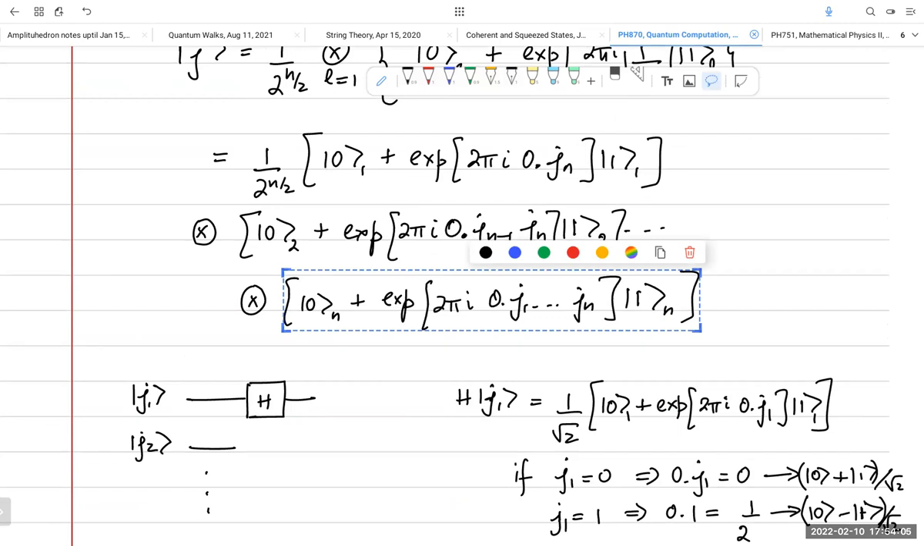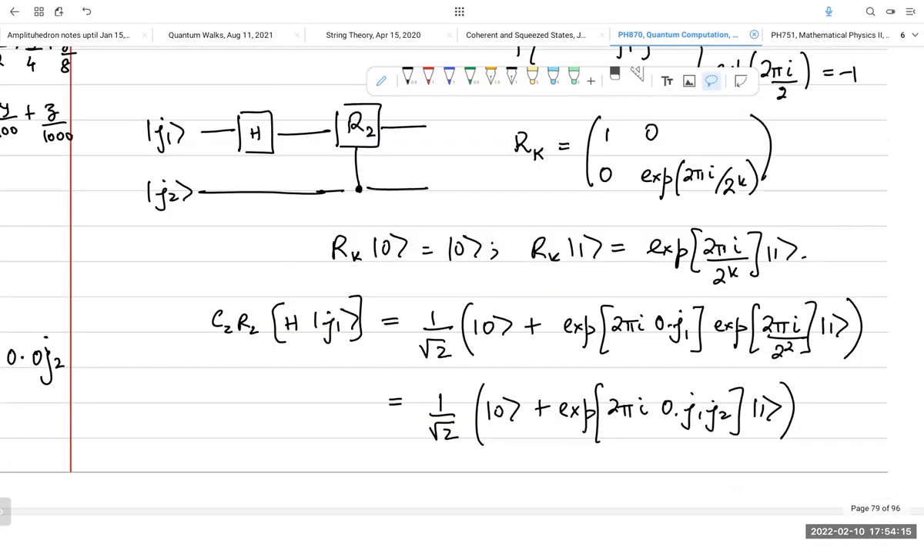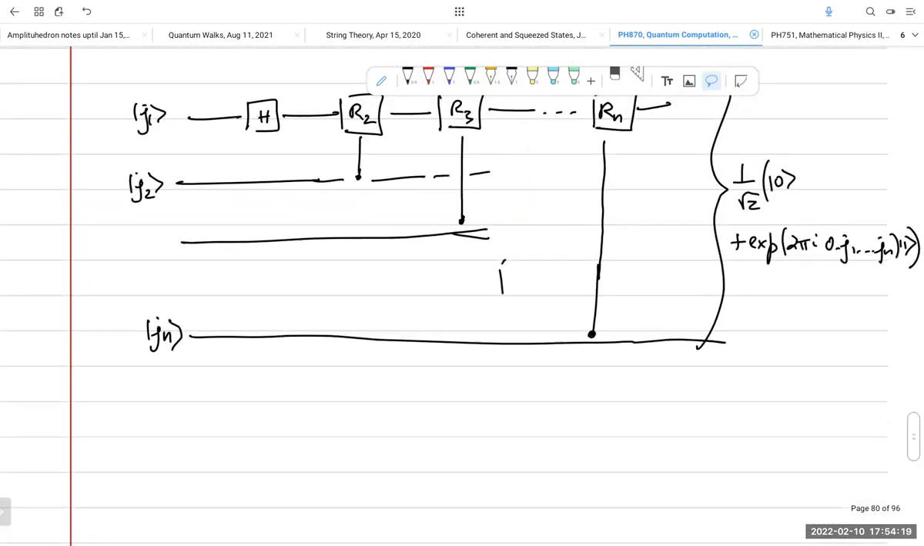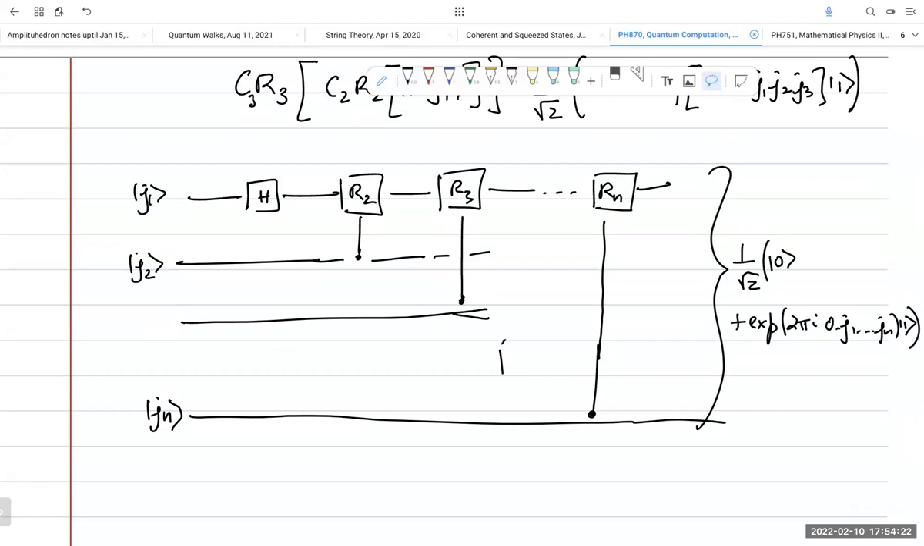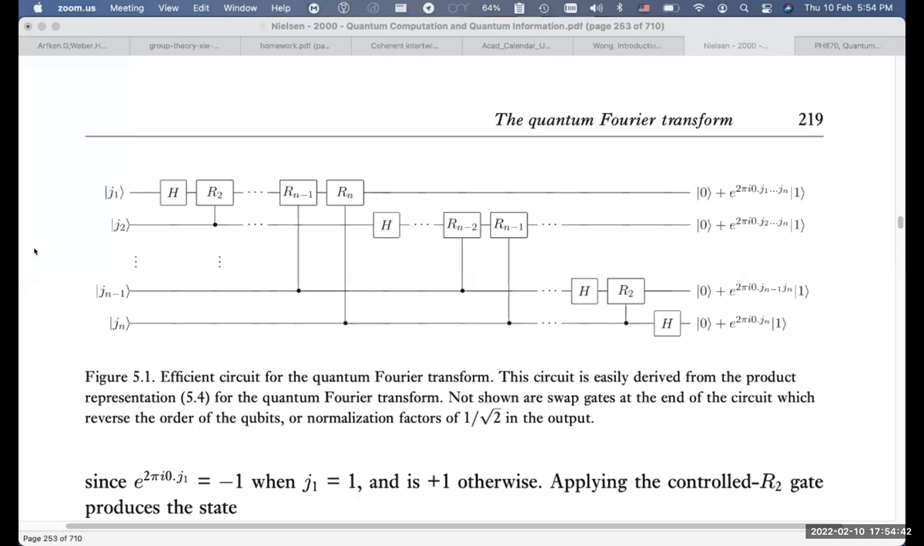But there is one small issue. This expression is acting on the last qubit, but here I have built up this expression on the first qubit. So later we will need to swap the qubits. And now let me just show you the circuit which is drawn in the textbook. It's certainly simpler, easier to understand when you look at it like this. So this is the circuit.